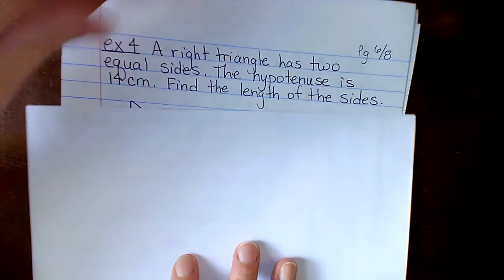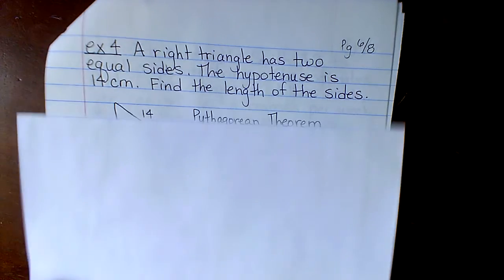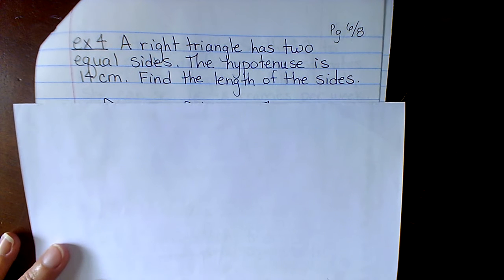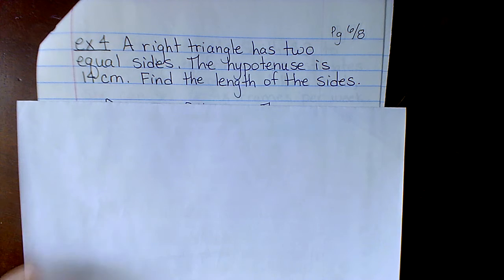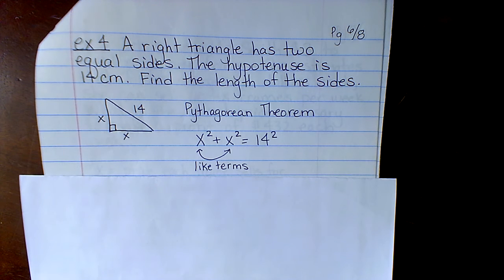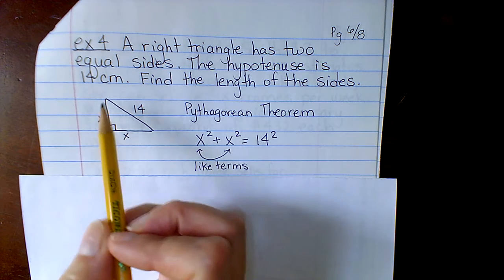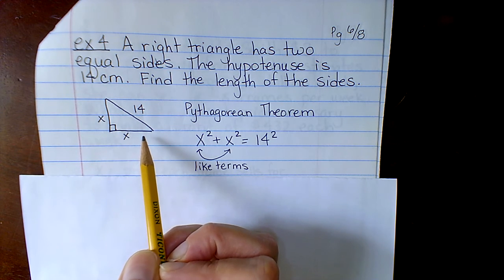Okay. Example 4 is going to utilize the Pythagorean Theorem again. A right triangle has two equal sides. The hypotenuse is 14 centimeters. Find the length of the sides. All right. So here's what the Pythagorean theorem is going to look like. How did I know that it was these two sides that were equal?